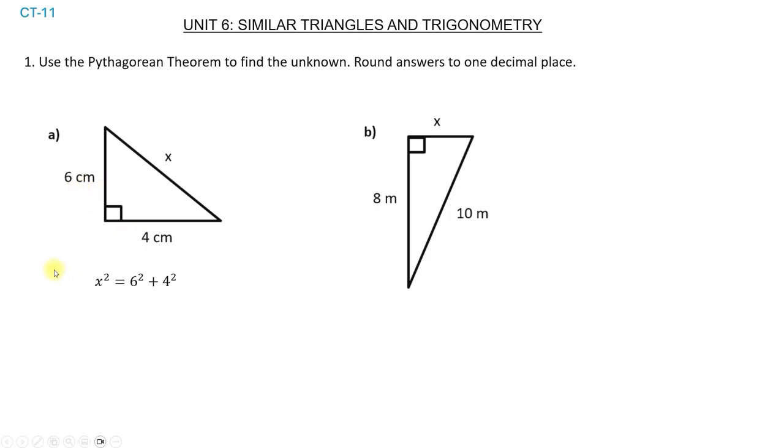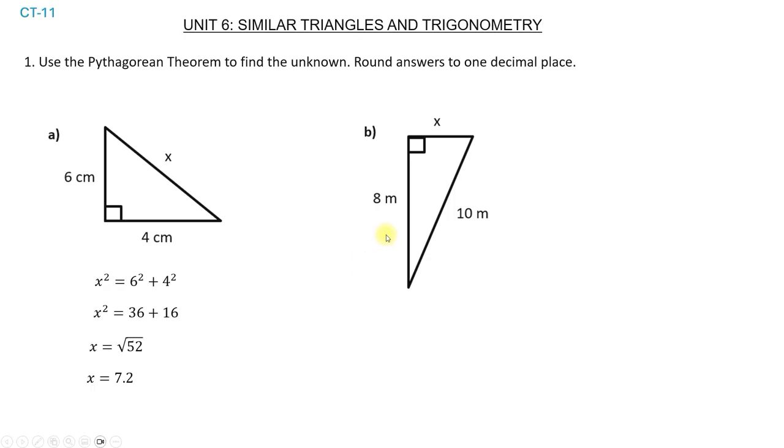So we can say that x squared equals 6 squared plus 4 squared. X squared equals 36 plus 16. Therefore, x equals the square root of 52, giving us a final answer for x of 7.2.